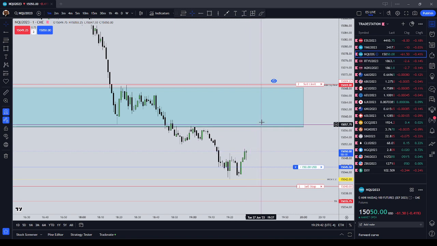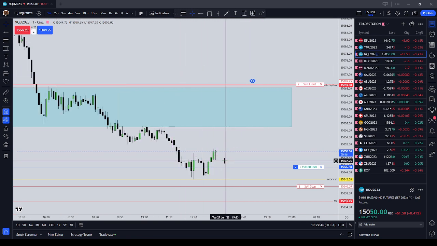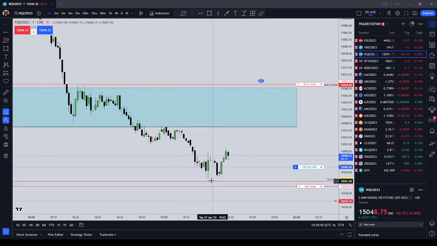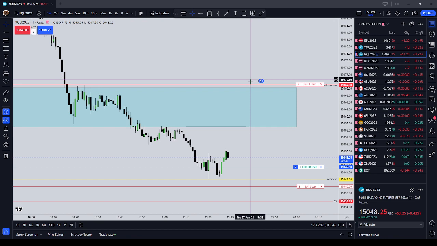So trading algorithms are always looking for inefficiency and liquidity. So oftentimes after they hit an inefficiency target like they did with this wick CE, it's liquidity time.